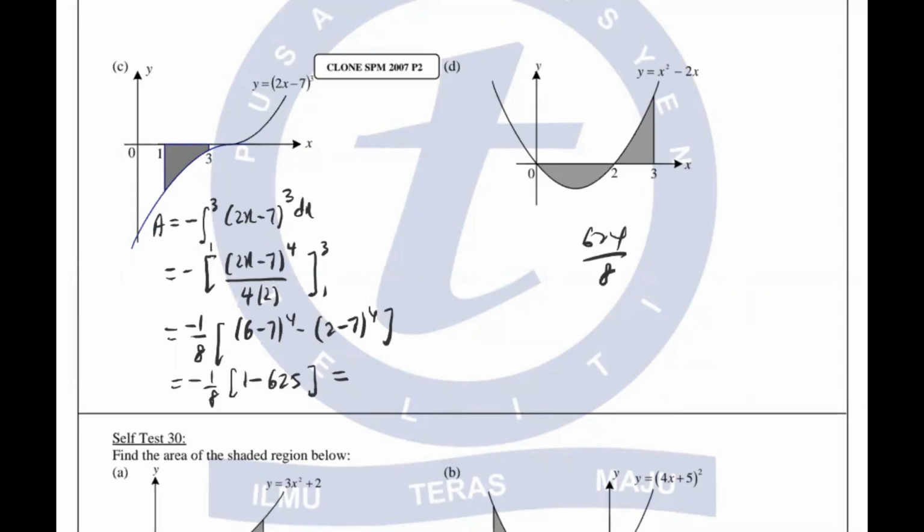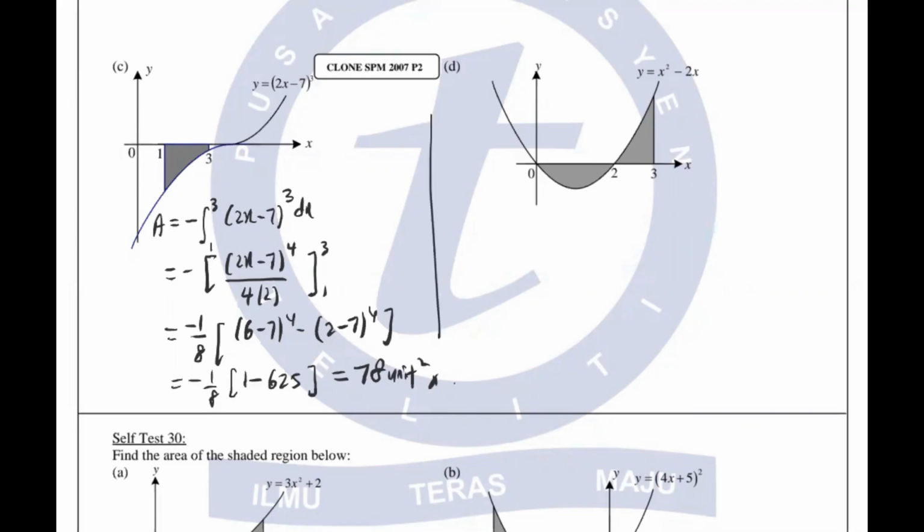624, you divide by 8. Can you divide by 8 or not? 312, divide by 4. What is that? 78. 78, right? Yes. Am I right? Okay, this is also not difficult, right?